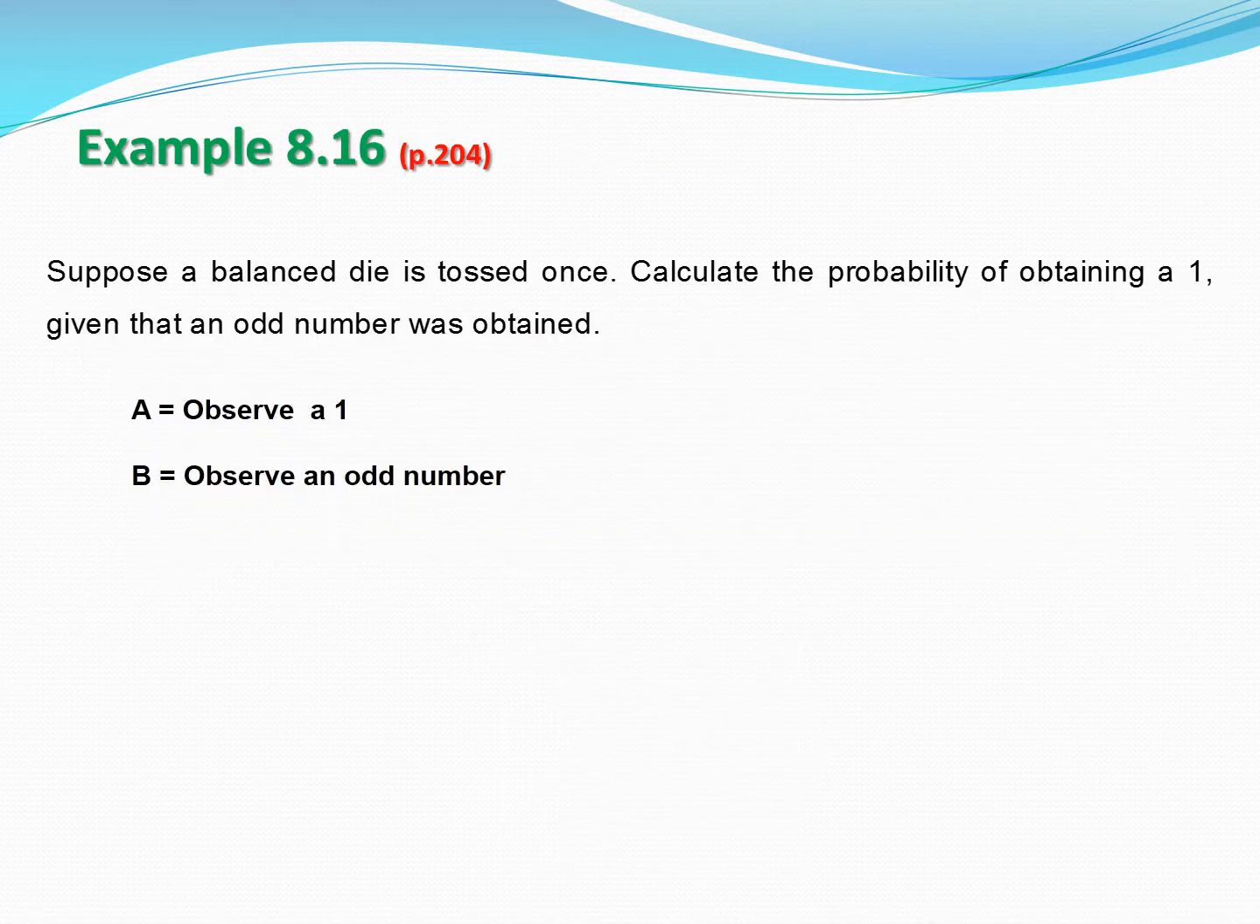For example, suppose that you toss a balanced die. That means that all your outcomes in your sample space will be 1, 2, 3 up to 6, and then they want you to calculate the probability of obtaining a 1 given that an odd number was obtained. So that means that we can define event A as observing a 1 and B as observing an odd number. That means that our outcome in event A will only be a 1 and the outcomes in event B will be a 1, 3 or 5. The probability of event B will then be 3 over 6 or a half.